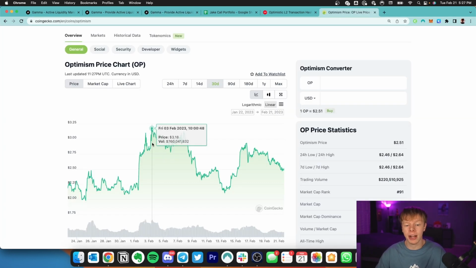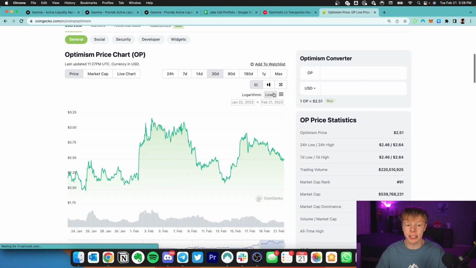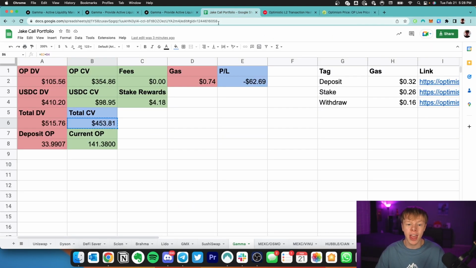One thing I will say is back on February 3rd, OP token was trading at $3.18 per OP token. And now it's currently trading at $2.51 per OP token, which is actually about a 20% decline in price for OP token. However, if you actually go ahead and take a look at my deposit versus my current value, this is only a 12% decline in price. So I've only lost about 12% compared to if I were to just hold OP token, I would have lost about 20%.